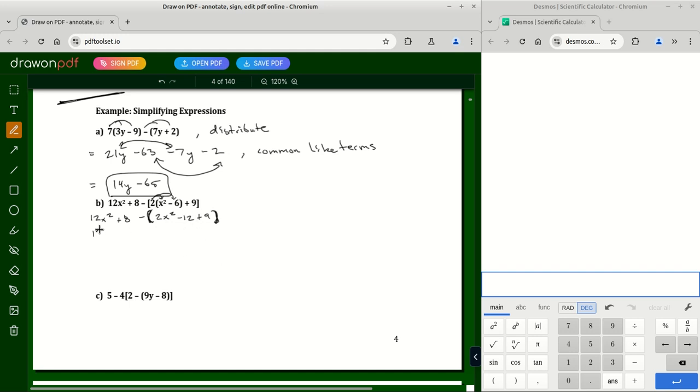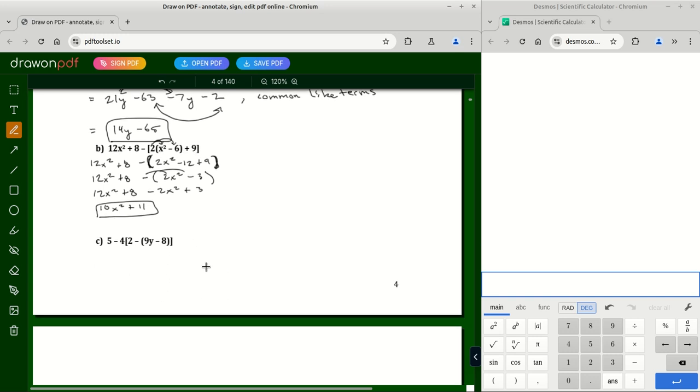Numbers combined together. And again, I don't really have to rewrite the whole darn thing, but it is best practice to do so. So distribute. Notice that we keep on distributing, combine like terms, distribute, combine like terms. 2 negatives make a positive there. Now we combine like terms. So 12 minus the 2 is 10. And then 8 plus 3 is 11. And there is your final answer there. Cool. Let's do the next one.